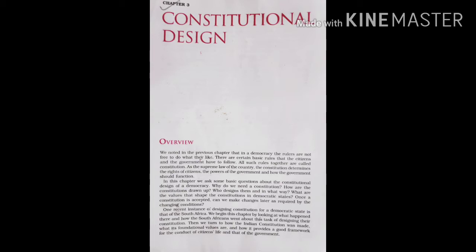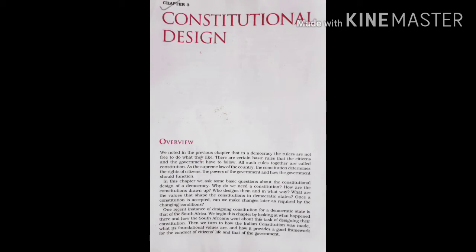Today we start from where we ended, that is subject civics, chapter 3, constitutional design. We noted in the previous chapter that in a democracy the rulers are not free to do what they like. Rulers, we had a great debate on it, that rulers are the people who are being elected respectfully by the people in a free and fair manner. And shall we call them rulers, or should we change ourselves to call them our representatives or our leaders? But I am sticking to the word ruler because it is in the book.